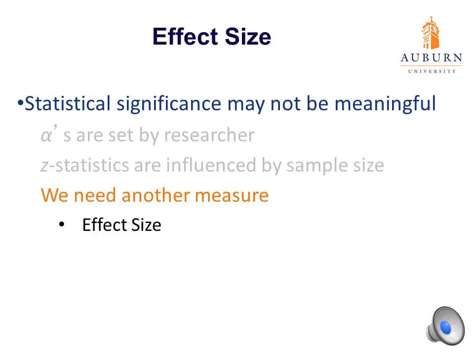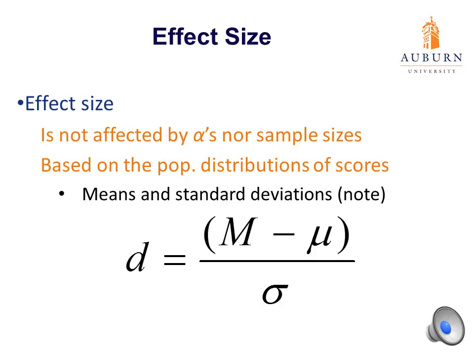So if our statistical decision is affected by subjective components such as the alphas and the sample size, which are both under the control of the researcher, then we need another measure, a less biased measure. And that measure is going to be the effect size. As you might expect, the effect size is not affected by alphas nor sample sizes. Because it's not affected by the sample size, the effect size is based in a population distribution of scores.